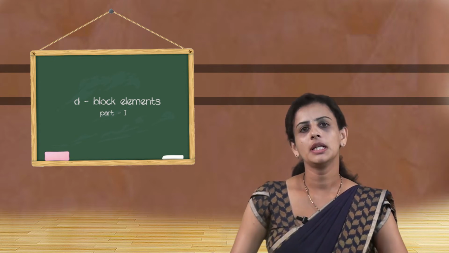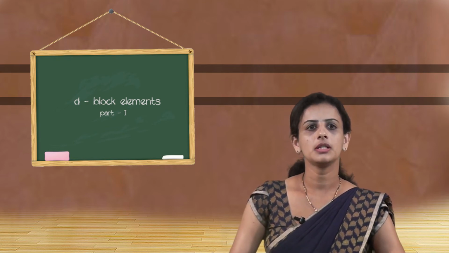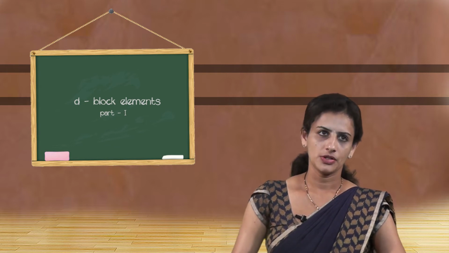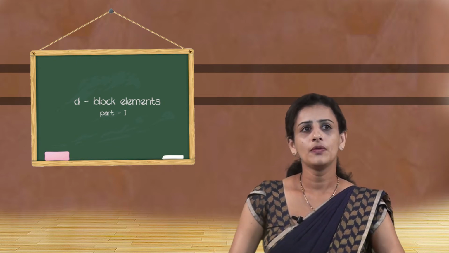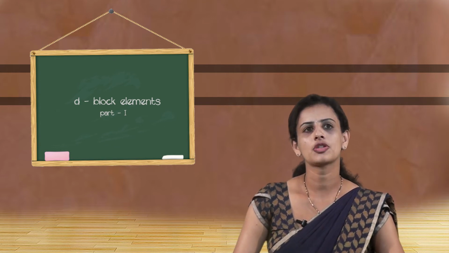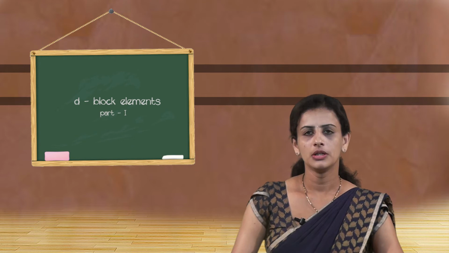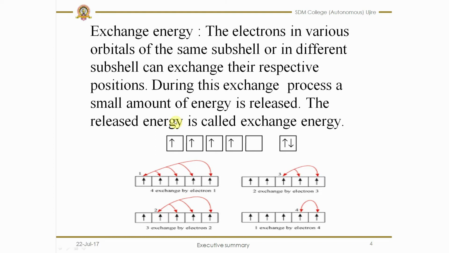That extra stability can be explained on the basis of two factors. One is exchange energy, the other is pairing energy. What is exchange energy? Here the electrons in the various orbitals of the same subshell or in different subshells can exchange their respective positions. During this exchange process, some amount of energy is released. That energy is called exchange energy. As the number of exchanges increases, the exchange energy also increases.